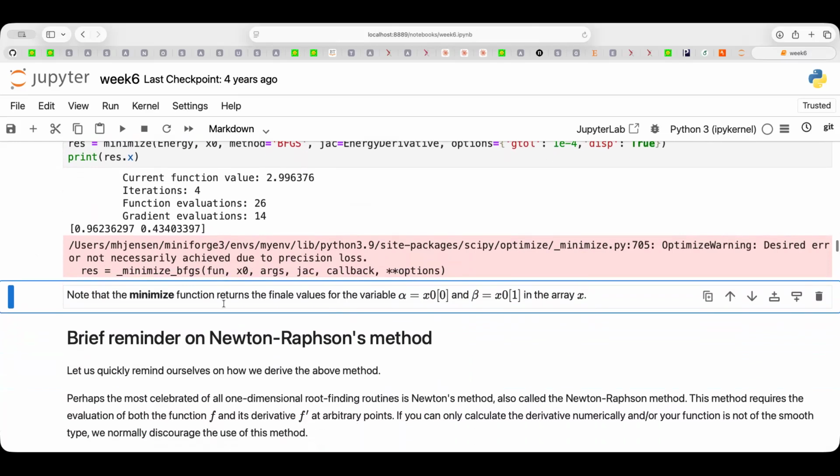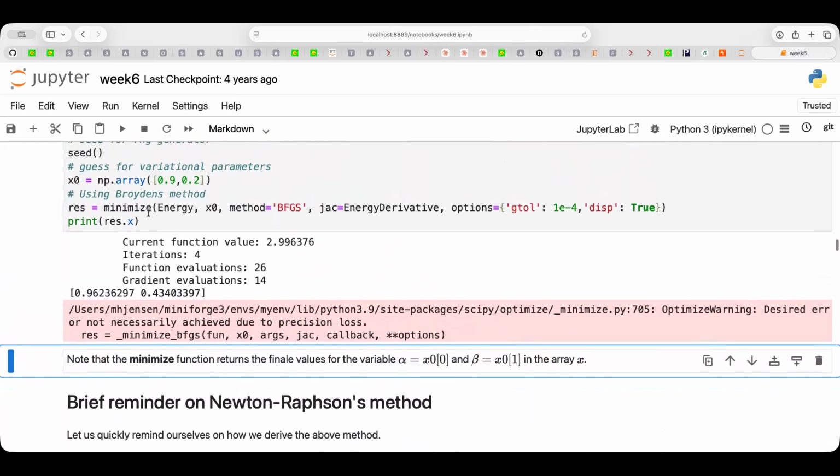And you can use other types of methods if you want to. You have Powell's method. There is one which is called COBYLA. There are many, many different options for scientific Python, the optimization part. But the function we are using is this minimization function here.